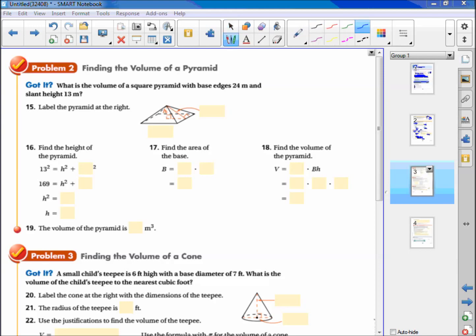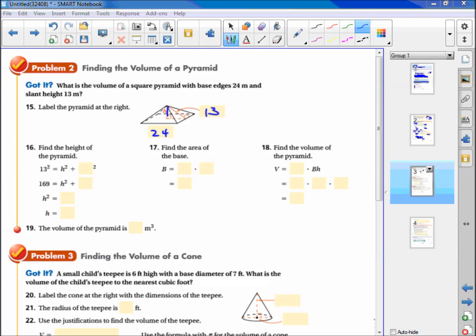Okay, on page 3 we have problem number 2, finding the volume of a pyramid. What is the volume of a square pyramid with base edge 24 meters and slant height of 13 meters? So remember, to find the volume of a pyramid, we don't actually need the slant height, we need the regular height. So we have to label what we have. It's a square pyramid, so all the sides are 24. And then our slant height here is 13. So we need to find the actual height of the pyramid.